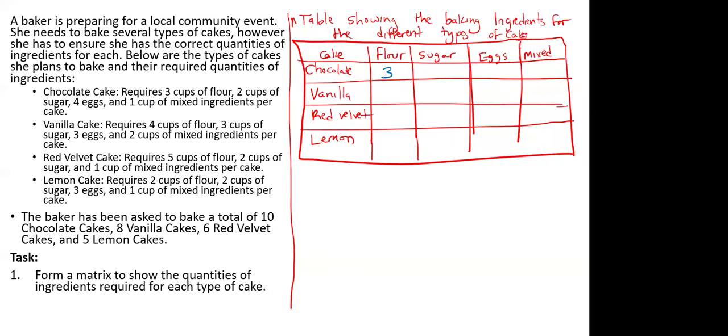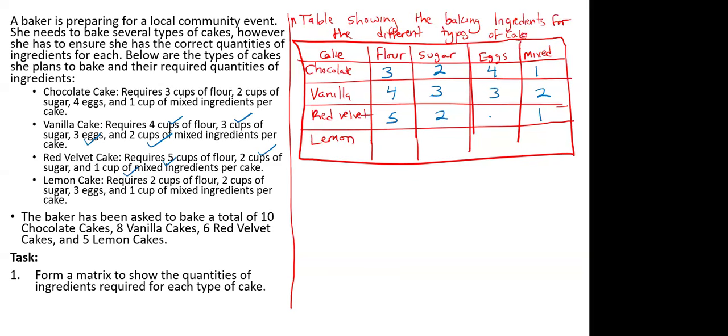So I'll come here, you put 3. Sugar, 2. Eggs, 4. Mixed, 1. I come to vanilla. Flour, there are 4. Cups of sugar, there are 3. Eggs, there are 3. And mixed ingredients, there are 2. Red velvet, there are 5 cups. Cups of sugar, there are how many? There are 2. Mixed ingredients, it is 1.